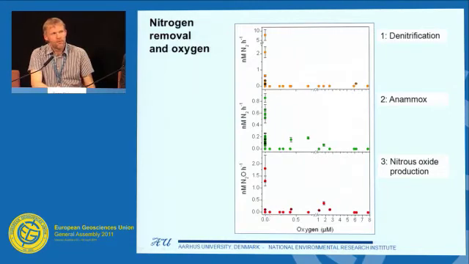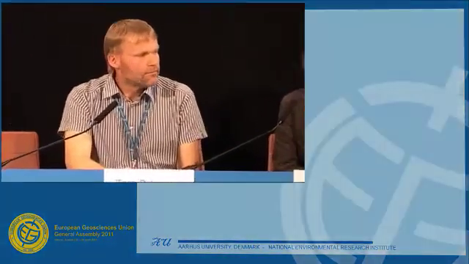So the conclusion is that we can now measure oxygen at much lower concentrations. We find very, very low concentrations in the oxygen minimum zones, and we need these low concentrations apparently for the nitrogen removal to occur. And with this, I would like to stop here.